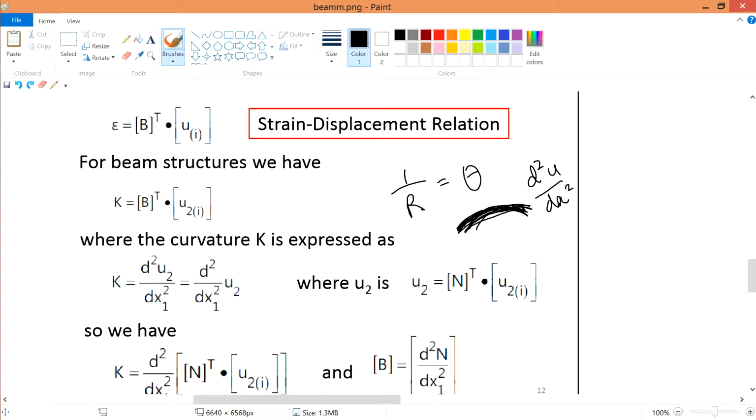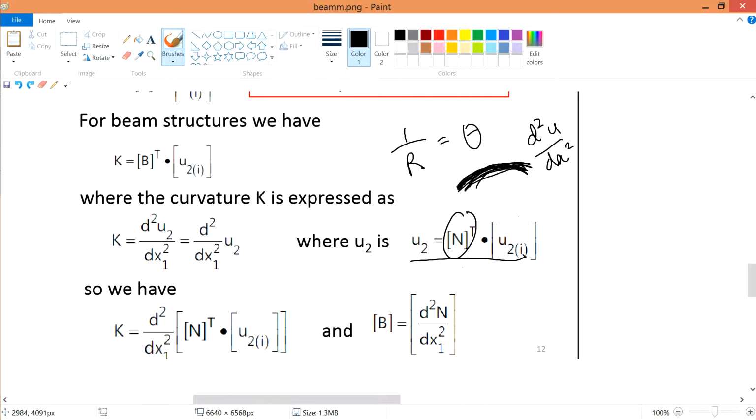So K, as you know, is this one already. I'll simply take out the U2 and plug it over here. The rest didn't change; I'm just taking the U2 out only. Take note that U2 is equal to this one, which is some shape function multiplied by its displacement. If I substitute U2 as this one, then I can simply multiply it in.